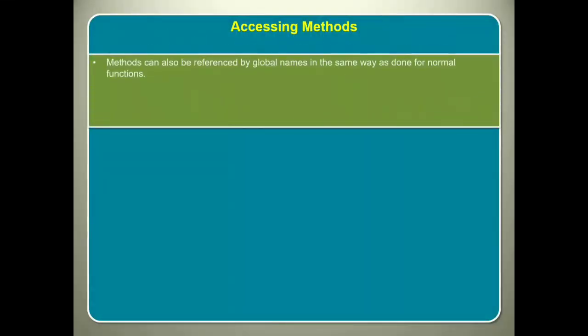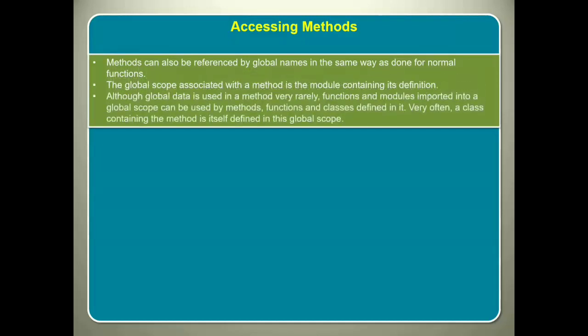You can also reference methods by global names in the same way as you do for normal functions. The global scope associated with the method is the module containing its definition. Although we use global data in a method very rarely, functions and modules imported into a global scope can be used by methods, functions, and classes defined in it. Very often, a class containing the method is itself defined in this global scope.